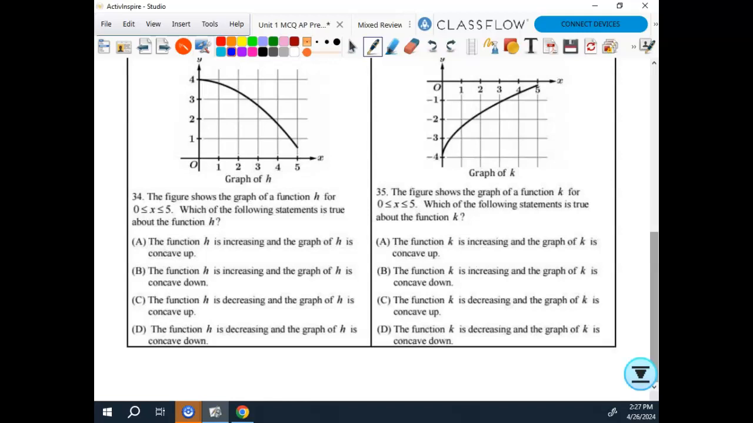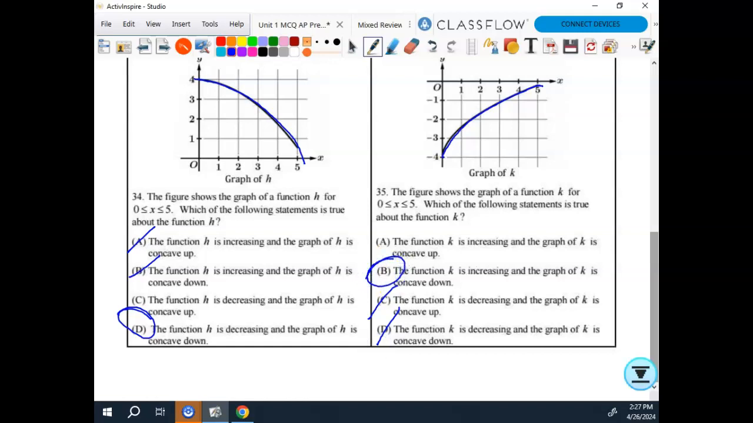Okay. So the function is decreasing. Do we agree with that? Eliminate A and B. And it is concave down. All right, 35. Show me your answers. Okay. All right. So the function is increasing, yes? And concave down. So that's your B.